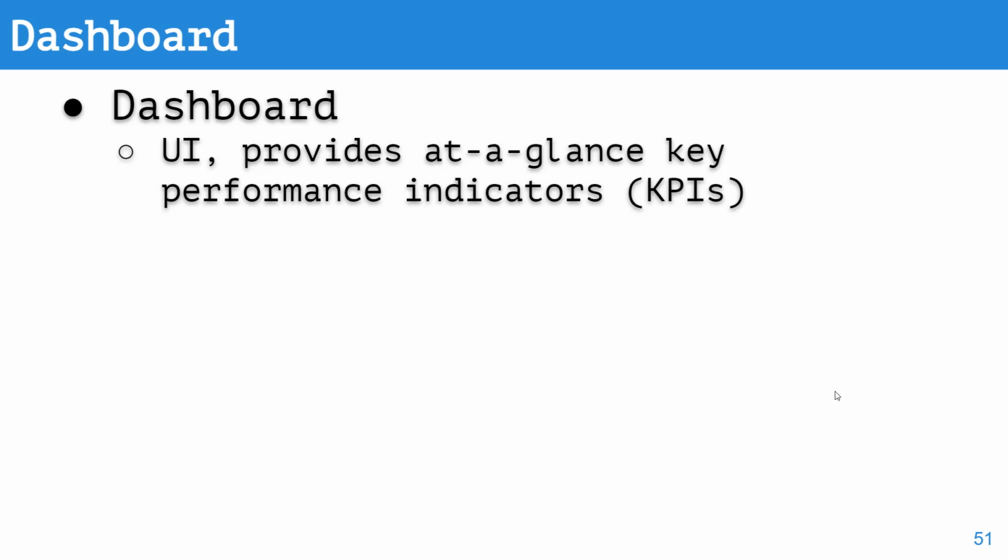It provides at-a-glance key performance indicators, KPIs. This is a term to keep in your inventory. It's used a lot in Tableau. KPIs, so key performance indicators. So the idea is to have different gauges, indicators, charts, or something that can, at a glance, tell you what's going on.